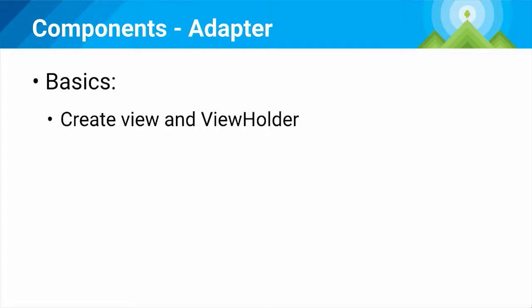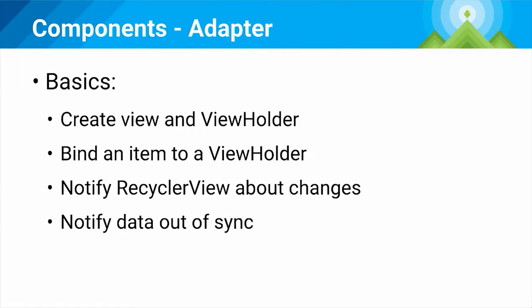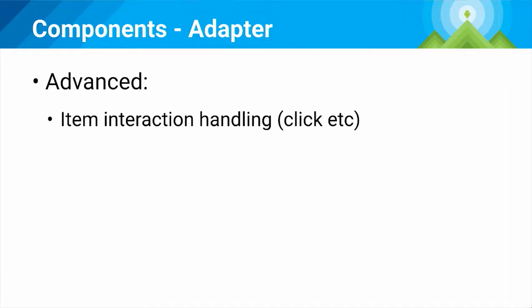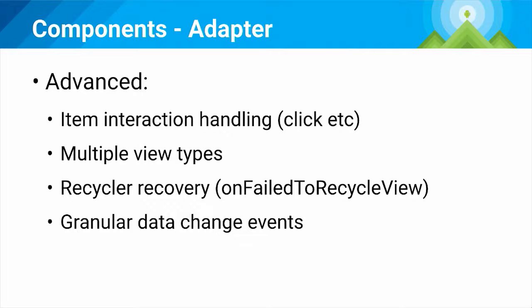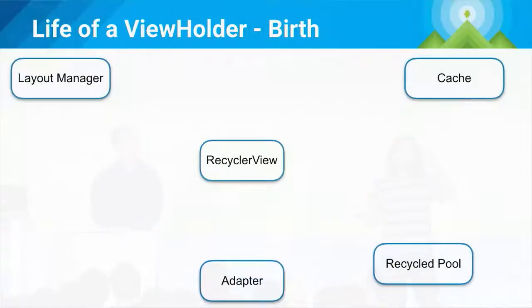So adapter is the one that creates your views, binds the view holders, and tells RecyclerView when the data changes. It's also the place if you want to handle click listeners, you have multiple view types, or there's some recycle recovery we'll touch later on, and the granular data change events like notify this item has changed, not that the whole list changed. And the important part about adapter is understanding the view holder. This is the main component. So I want to go through how we create a view holder.